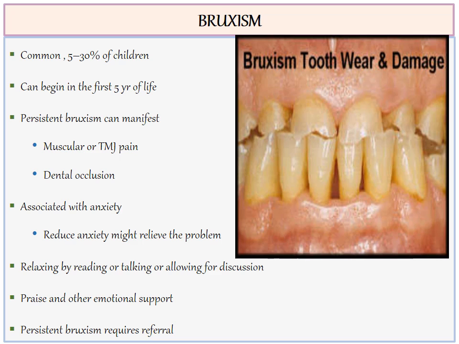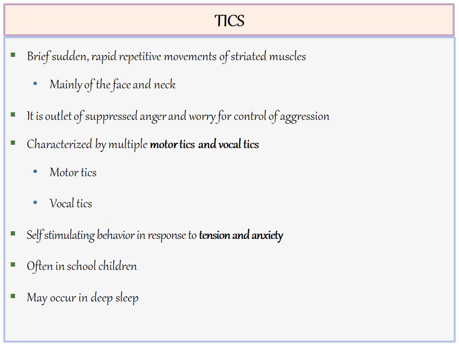Bruxism. Teeth grinding is common, in 5 to 30% of children, and can begin in the first 5 years of life. It is associated with daytime anxiety. Persistent bruxism can manifest as muscular or temporomandibular joint pain, and dental occlusion associated with anxiety. Reducing anxiety might relieve the problem, by relaxing through reading or talking, or allowing for discussion, praise and other emotional support. Persistent bruxism requires referral.